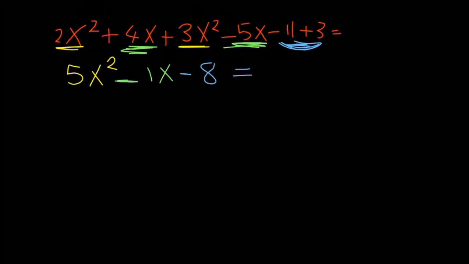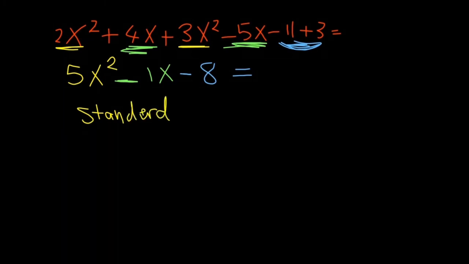in the standard form. Standard form means we simplify the polynomial, write it in the simplest form, and arrange the degrees from the highest to lowest. This is second degree, first degree, zero. There's no degree here since there's no variable. So I'm gonna just rewrite it.